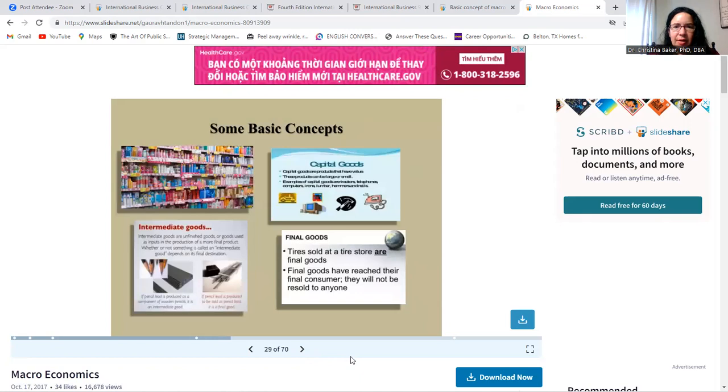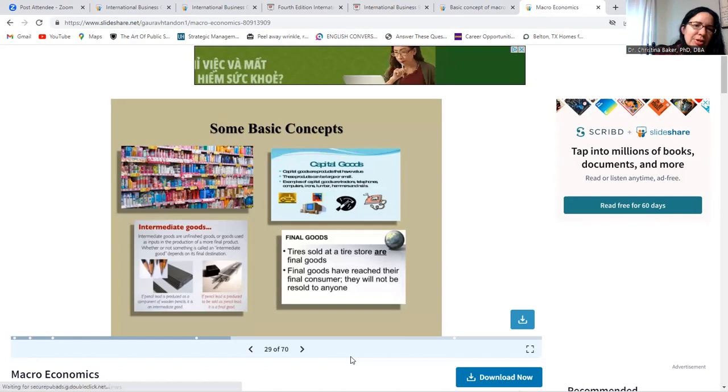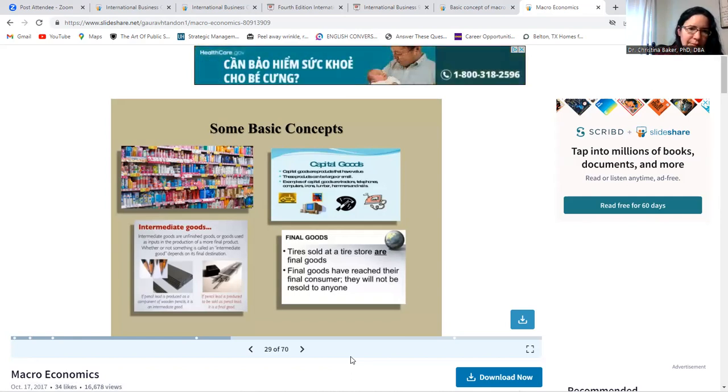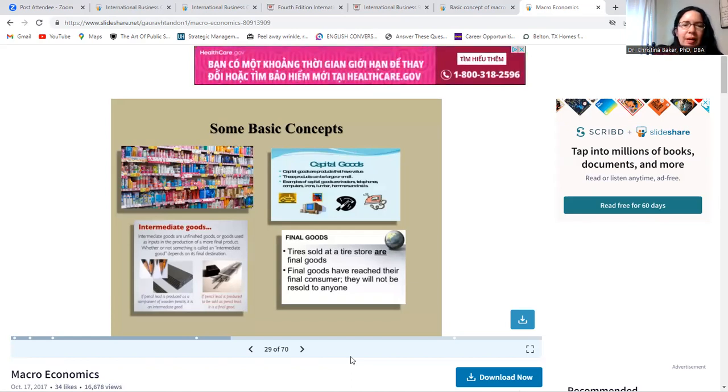Some basic concepts here: capital goods, intermediate goods. Intermediate goods are unfinished goods, the inputs in production of more final products. Whether or not something is called an intermediate good depends on the final decision. Final goods, like tires sold at a tire store, are final goods. Final goods have reached their final consumer. They will not be resold to anyone.